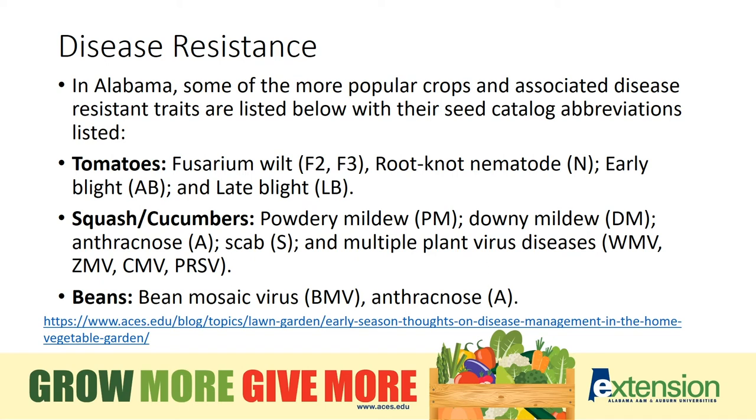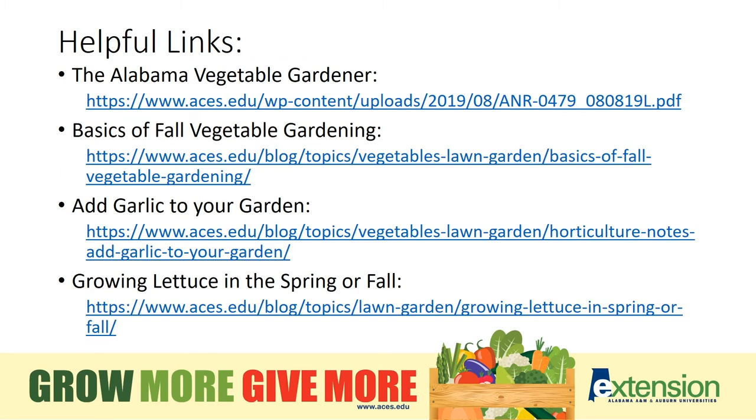The more letters, that means the more resistance that plant has to different strains of viruses and diseases or root knot nematodes. Below, I've included a link that will take you to even more information on many different wilt virus diseases that you can include. If you know of the exact problem that you're having in your garden, you can look for a resistant variety if one exists.